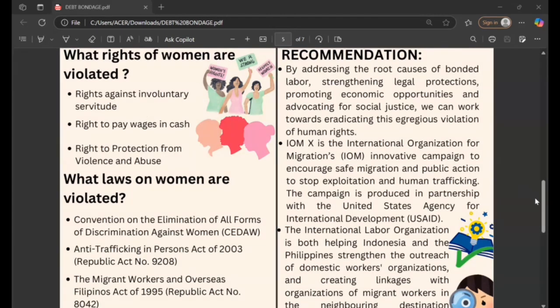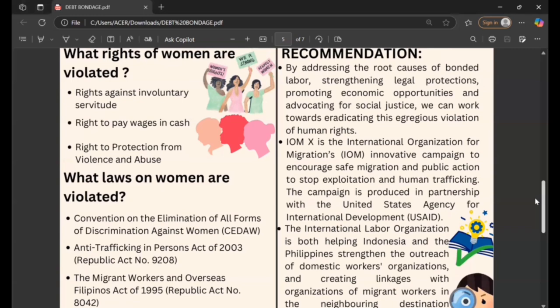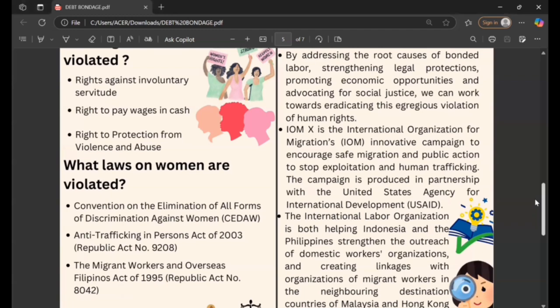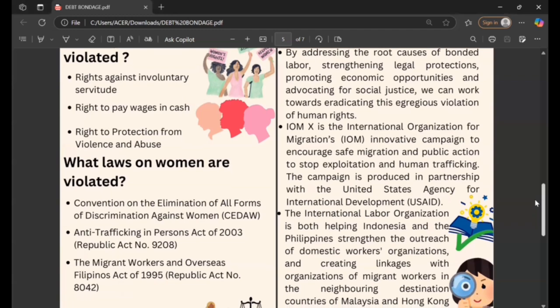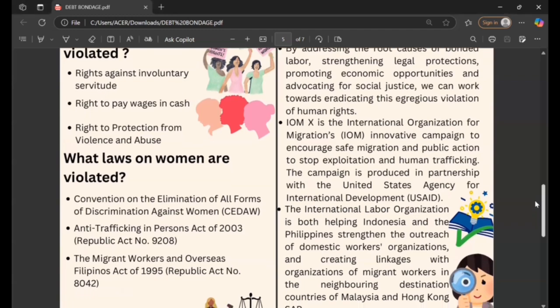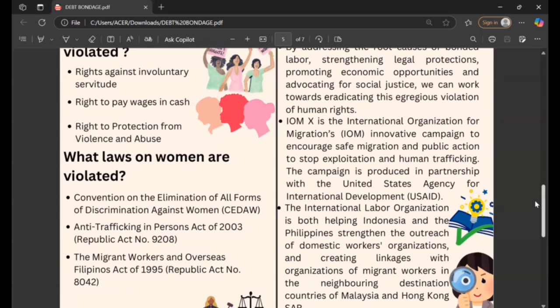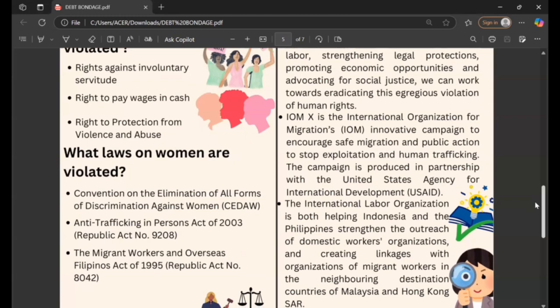And the recommendation: by addressing the root causes of bonded labor, strengthening legal protection, promoting economic opportunities, and advocating for social justice, we can work towards eradicating this egregious violation of human rights. And IOMX is the International Organization for Migration's innovative campaign to encourage safe migration and public action to stop exploitation and human trafficking. The campaign is produced in partnership with the United States Agency for International Development.